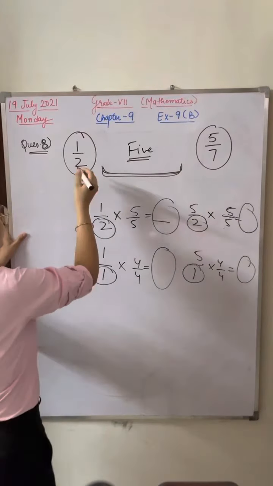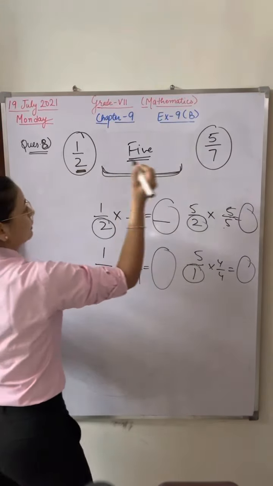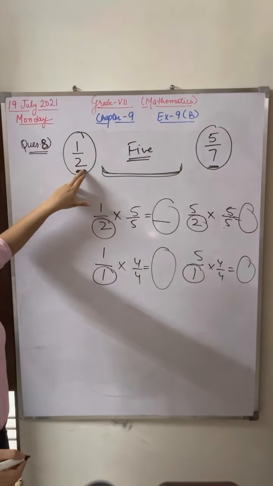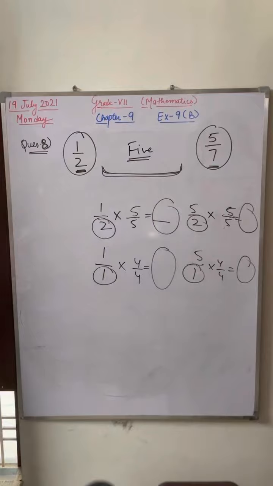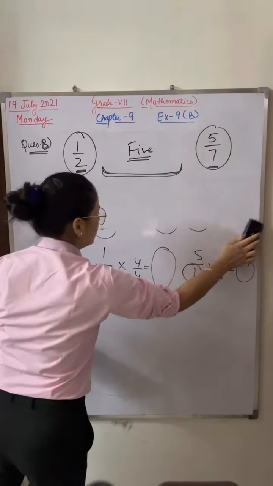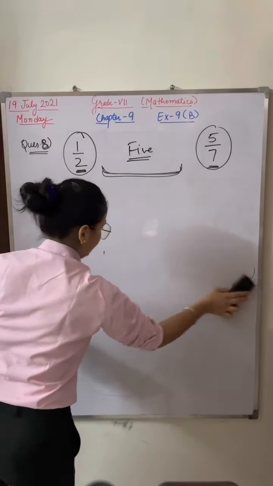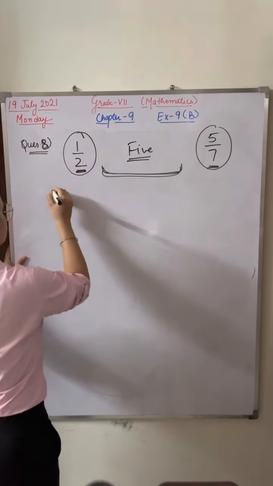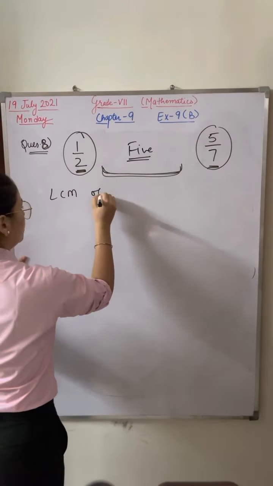But if the denominators are different, in such a case, you take out the LCM of the denominators first. Take out the LCM of 2 and 7. Everyone, give me the answer. What is the LCM of 2 and 7?